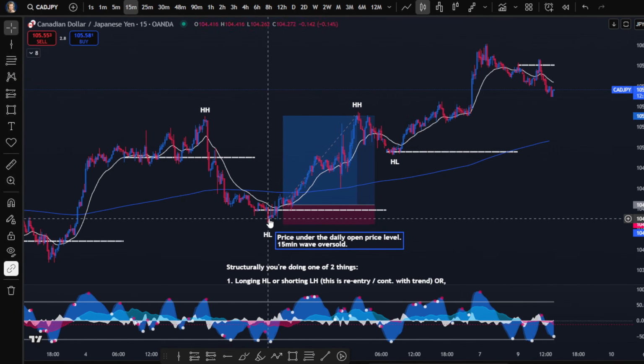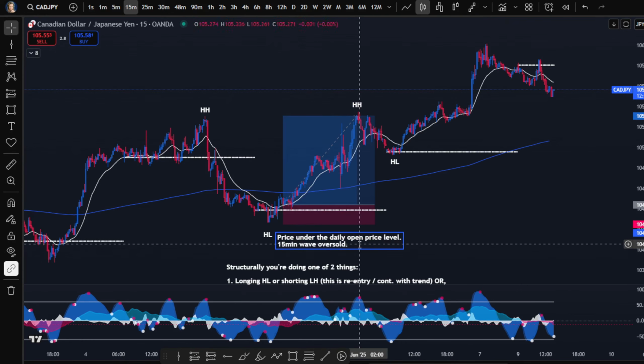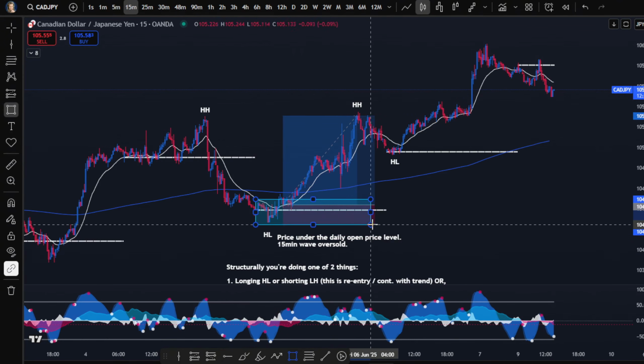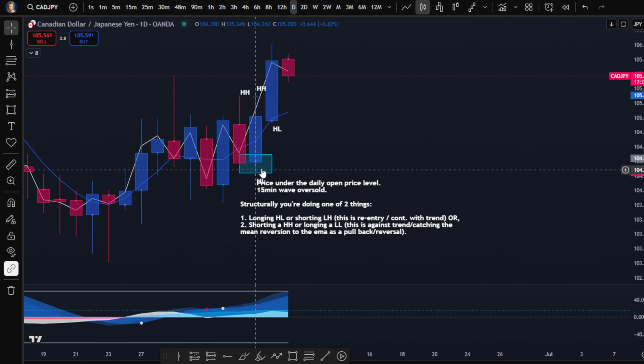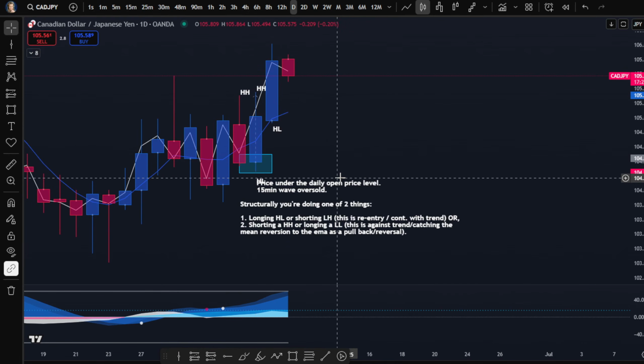Price was for a time underneath the daily open, and the 15-minute wave was oversold. I did enter that a little bit late, but I'll just show you again. You're basically catching the bottom wick, or just after the open level of a daily candle. So that one I entered late, that was my own fault. But you can see that the concept applies also on Forex.